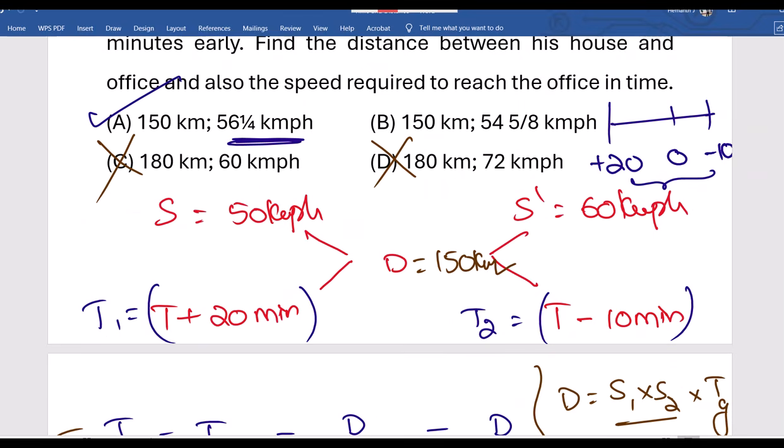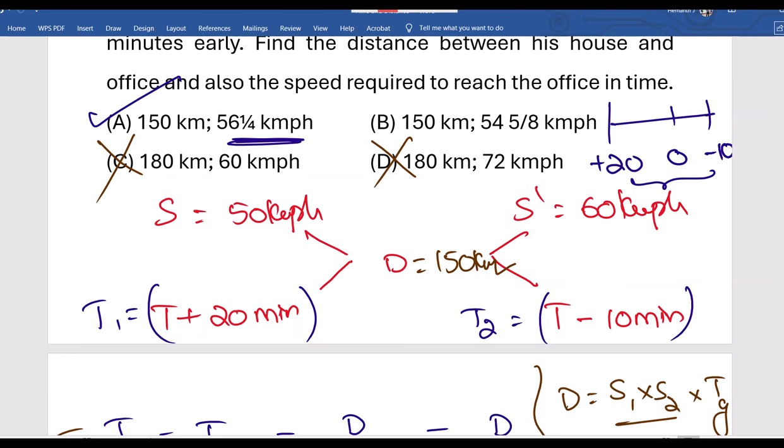56 1 by 4 kilometers per hour. Sir, this much time taken, sir. My dear friend, to be frank, if they give options as it is like this, I can directly, no need to calculate distance. 150 I can fix directly. How, sir? C and D are already eliminated.